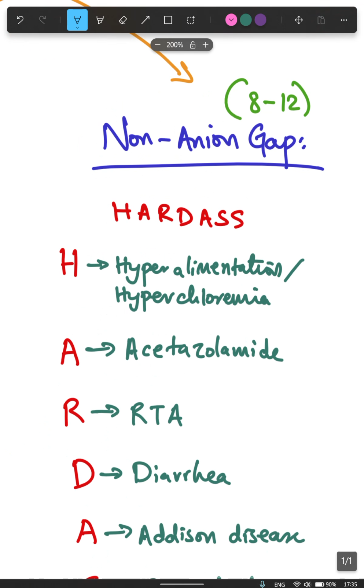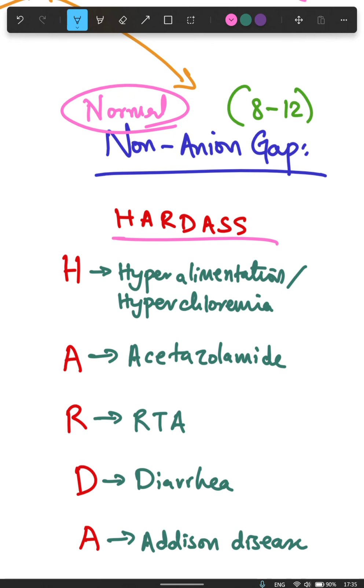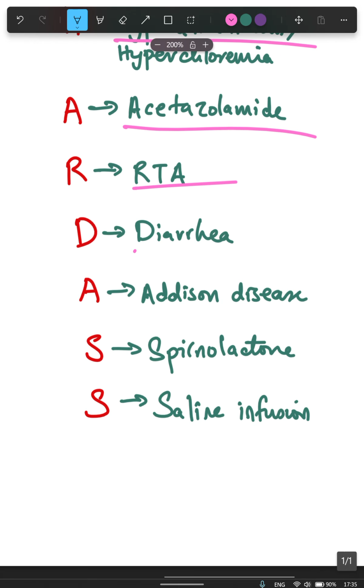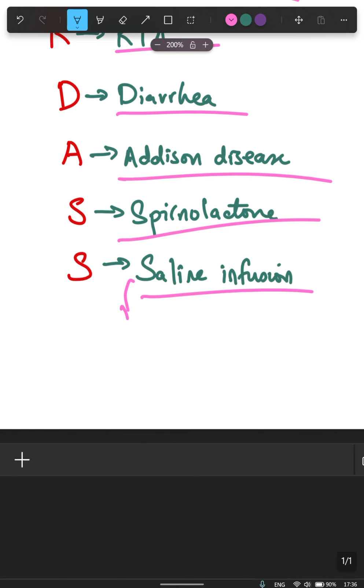Now, what about non-anion gap? Okay, this uses the mnemonic HARD ASS. Non-anion gap is also known as normal anion gap. Now, HARD ASS, what does it stand for? Hyperalimentation, acetazolamide, renal tubular acidosis, diarrhea, Addison's, spironolactone, and saline infusion. Remember, we're talking about normal saline, right? So that's going to be 0.9% sodium chloride.